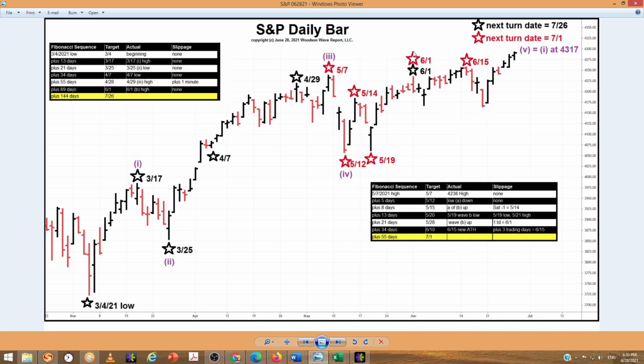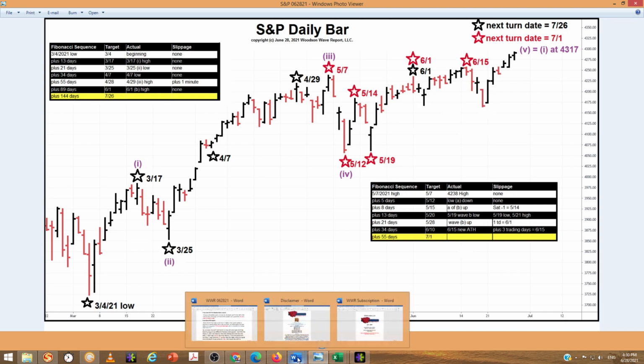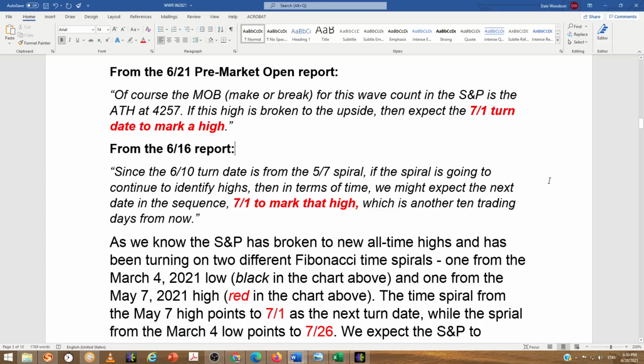That was Memorial Day weekend, a 3-day weekend, so it missed by a trading day. The turn date was 5.28. And then we had the 6.10 turn date, which was 3 trading days off on slippage for 6.15. And this one shows the next turn date of July 1st. I want to show you guys something from our previous reports to our monthly subscribers, our short-term report. On our June 21st pre-market open, we said the make or break for this wave count is the all-time high. At that time it was 42.57.